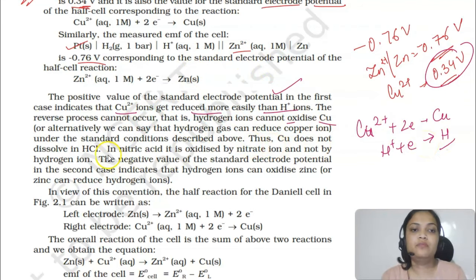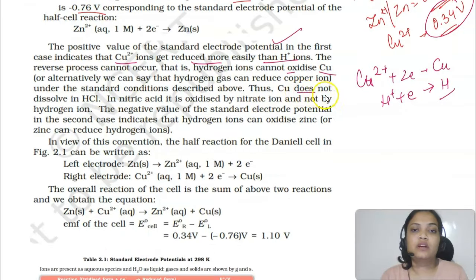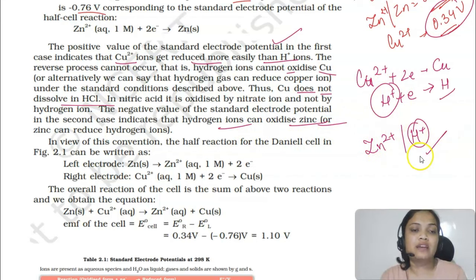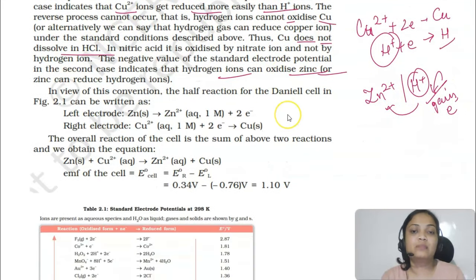That's why we can say copper does not dissolve in HCl. You might have studied it earlier also. Now the negative value of standard electrode potential, what does that indicate? It indicates that hydrogen ions can oxidize zinc, or zinc can reduce hydrogen ions, because if I talk about zinc ions and hydrogen ions, hydrogen ions have more tendency to gain electrons, to get reduced, meaning zinc can reduce the hydrogen ions. Hydrogen can oxidize zinc in this case.